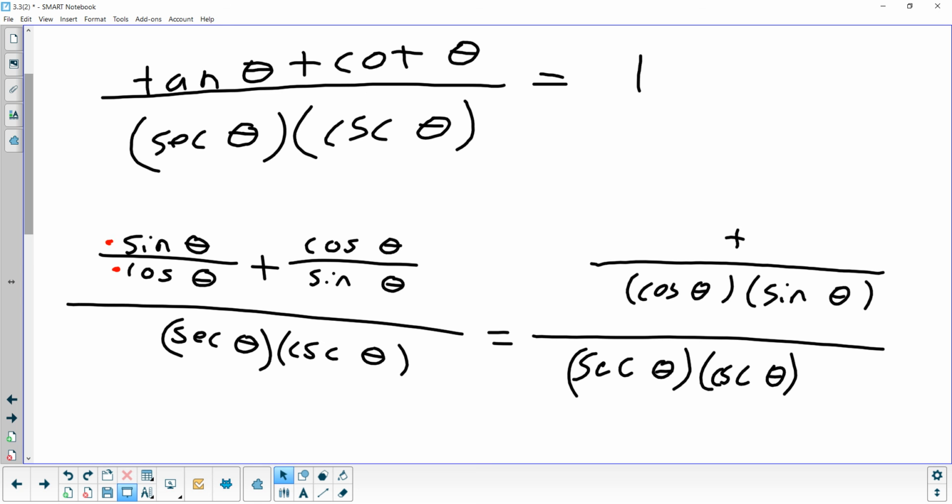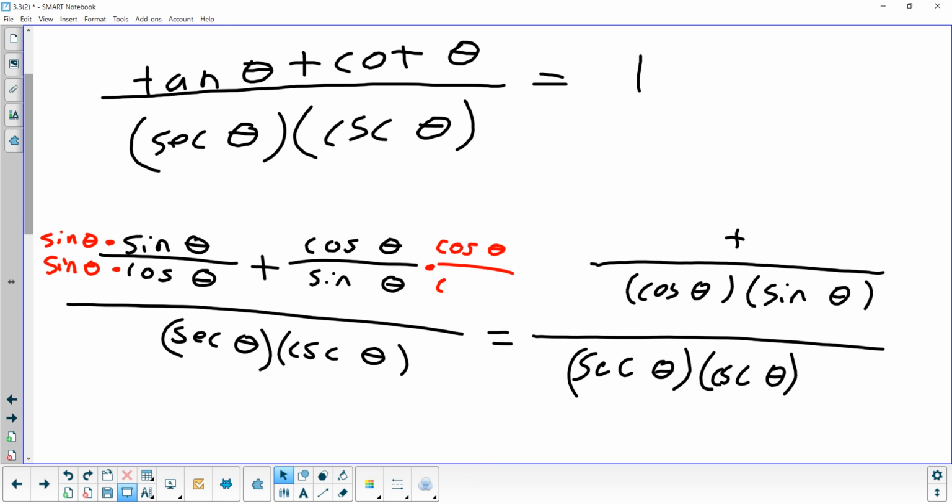What's missing from the denominator on the left to make it the common denominator? Sine. So you're going to have to multiply top and bottom by sine. What's missing from the denominator on the right to make it the common denominator? Cosine. So you end up multiplying each fraction by the other denominator. That's how it works with numbers. It works exactly the same way with this.